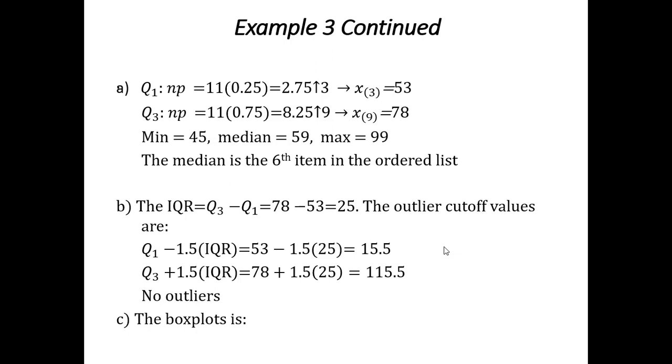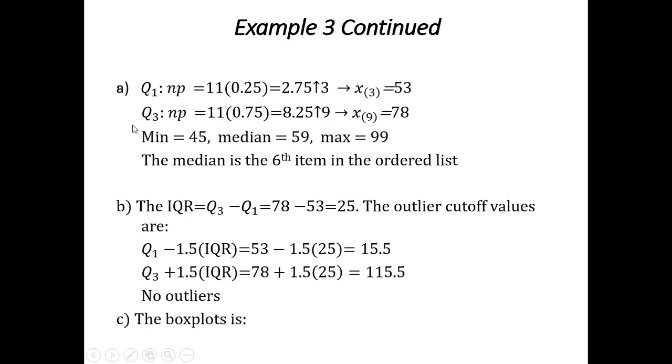All right, so back to our data set. We know we had 11 values. If I want to find the first quartile, I take 11 times 0.25. It gives us 2.75. That gets rounded up to 3. So I use the third item in the ordered list, which is 53.